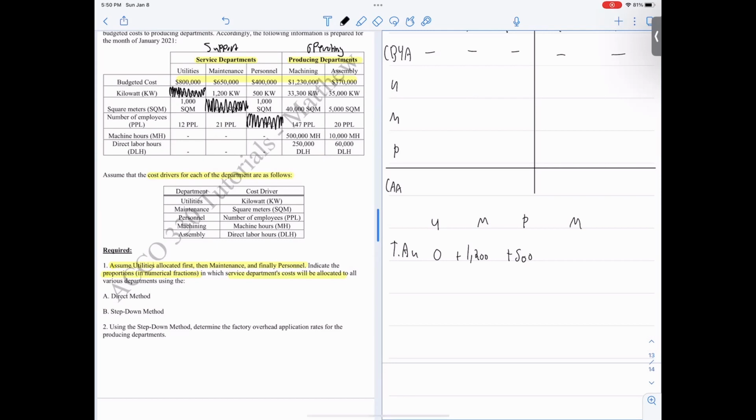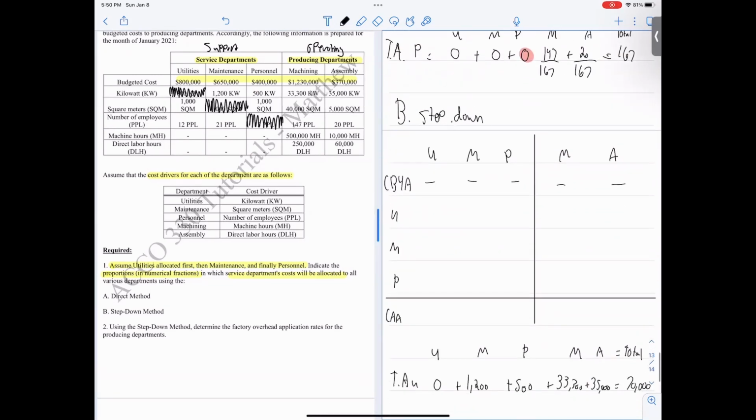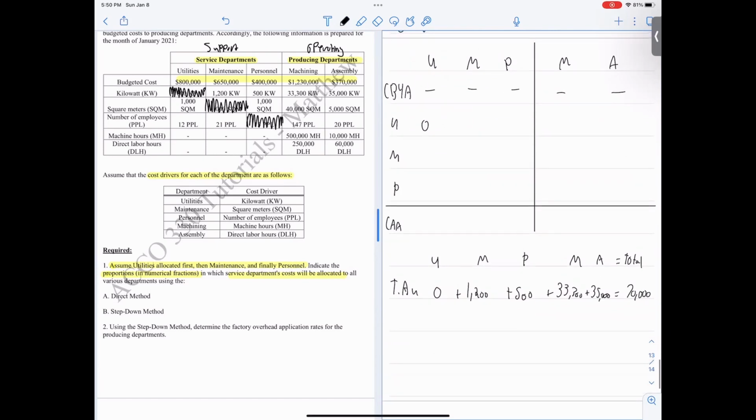Then machining uses 33,300. Okay. Then assembly uses 35,000. So our total is what? It is, let's see here, 70,000. Okay, that's our total. So our proportion, guys, for utilities, 0. Never do self-allocations anyway, so it's like saying 0 over 70. Okay, you could just put 0, it's fine.